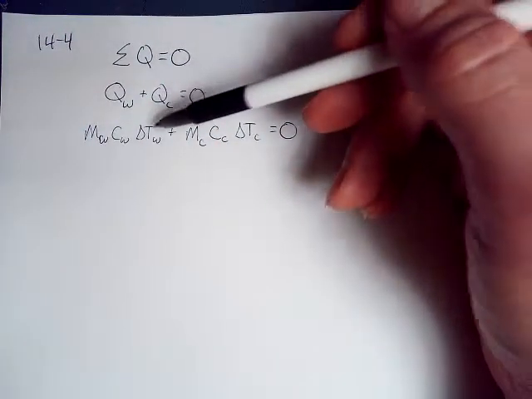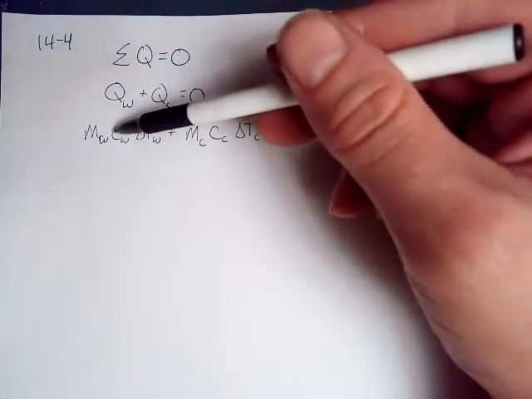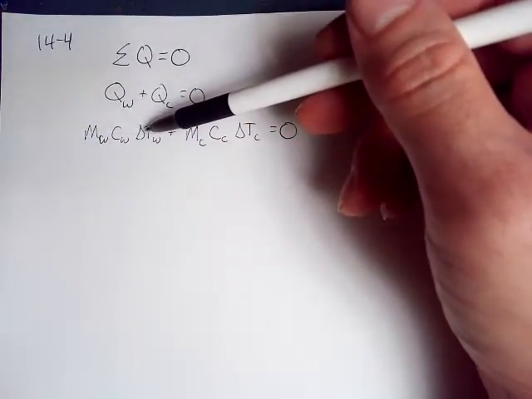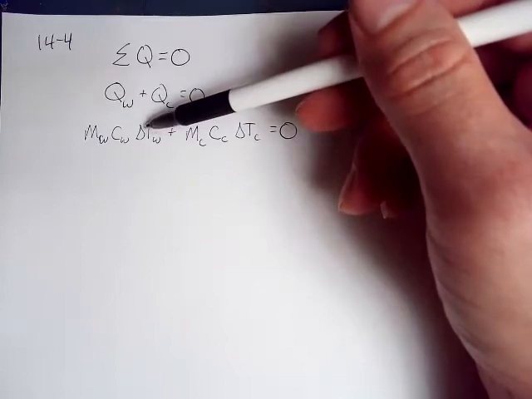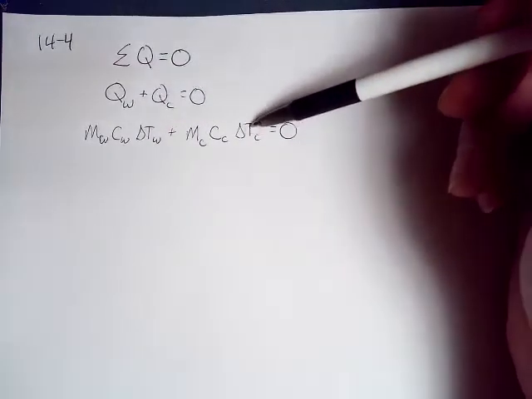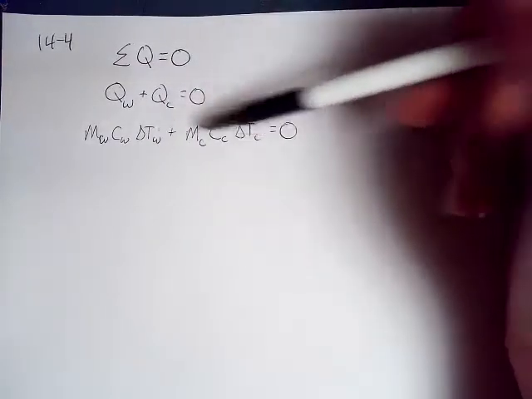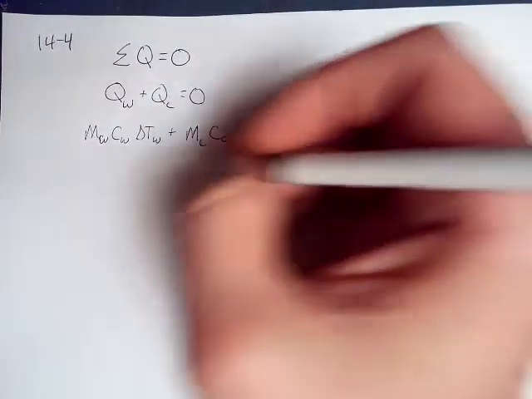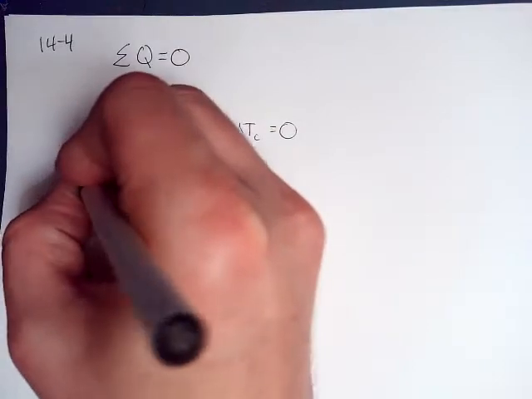Okay, now you might think, how can this equal 0? Well, if the water is cooling down, then delta T here should be negative, and if the cup is heating up, then this one should be positive. So you do get a negative and a positive, and they're equal magnitude. But let's look at delta T again.